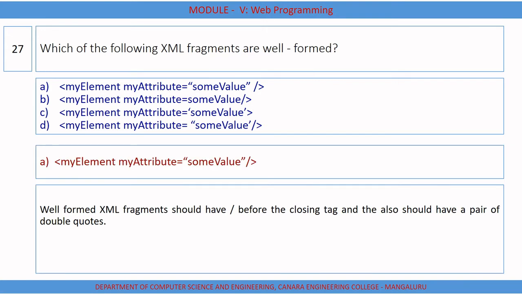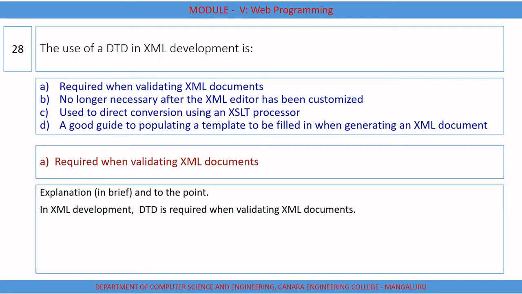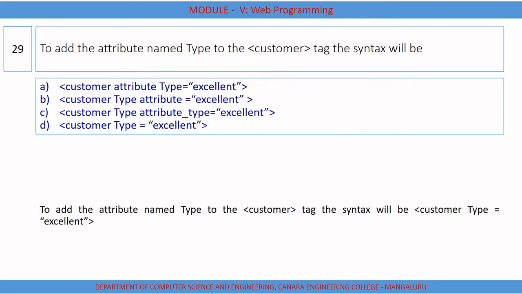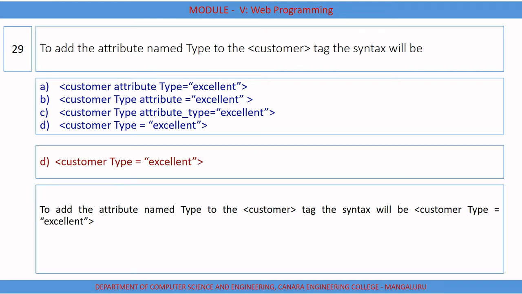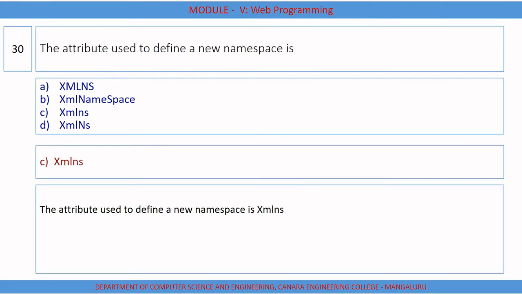My element, my attribute equal to some value, and before closing we want again the slash. It is required when validating the XML document. So answer is A. To add the attribute name, type the customer tag, the syntax will be D. Answer: customer type equal to excellent. The attribute used to define a new namespace is XMLNS. C.